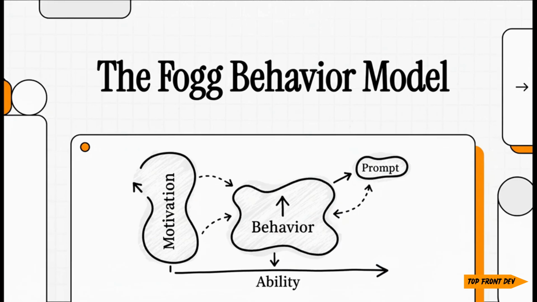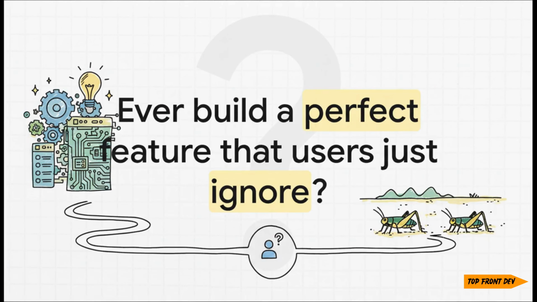Let's talk about something that I think every single developer can relate to. We're going to break down a really simple but powerful framework that explains why some of the features we build get tons of engagement and why others are just, well, ignored. It's called the Fogg Behavior Model, and trust me, this is a tool you're going to want to have in your back pocket.